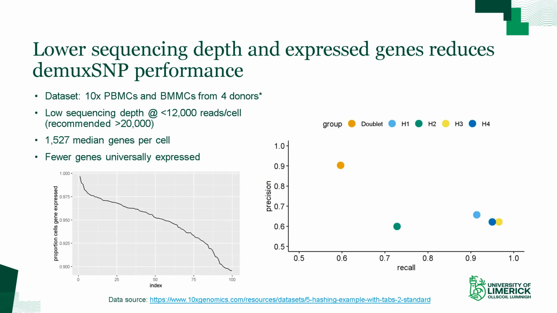Now to look at some limitations. We expect to see poor performance when we have a lower sequencing depth or fewer expressed genes. Why is this? When we filter our SNPs, we're looking for SNPs in genes commonly expressed across the data. However, if the sequencing depth is low or we have fewer genes being expressed, we see fewer genes which are expressed in almost all cells. And this is plotted here on the bottom right. We can see it drops off pretty quickly.